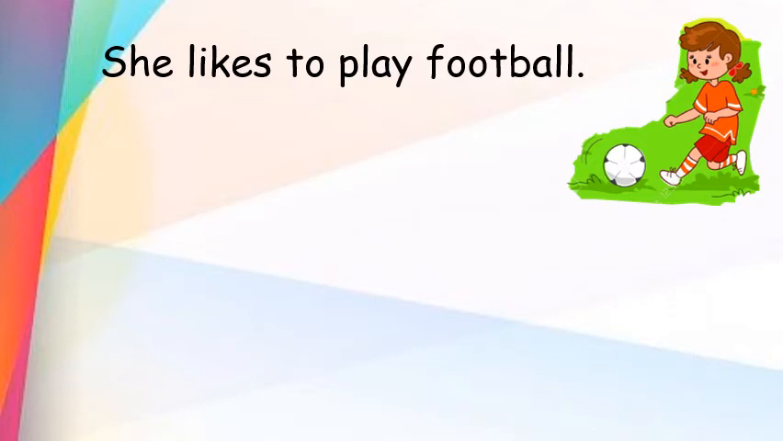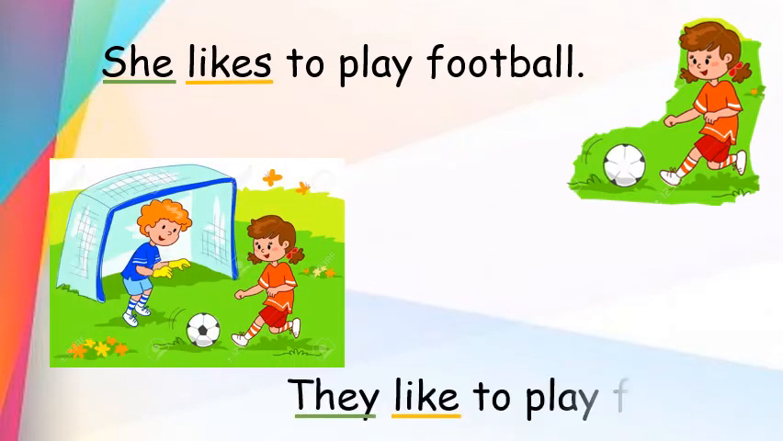Let's look at some more examples. She likes to play football. The pronoun here is she, and likes is the verb. When we change it to plural, she turns to they, and likes changes to like. They like to play football. Here she is a third person, so likes, the verb, changes to like.